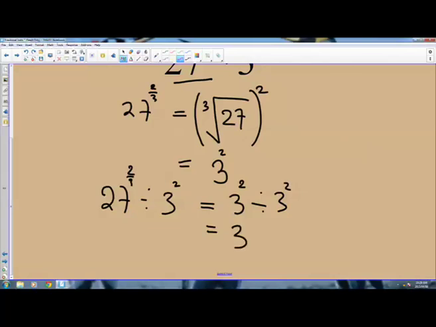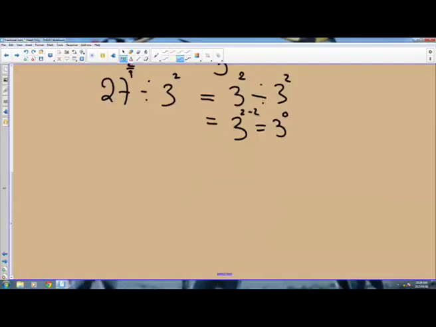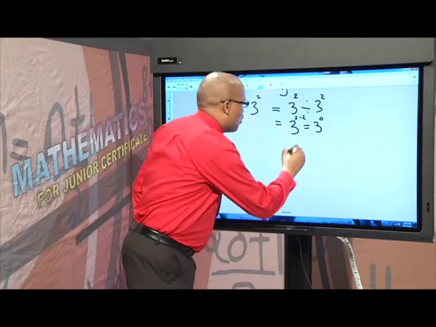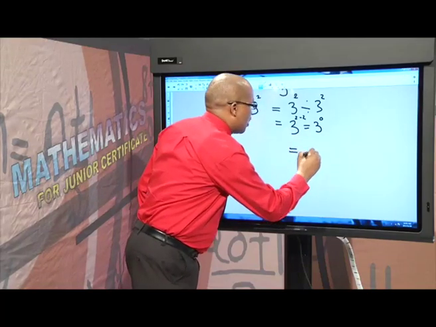3 to the power 2 minus 2. Remember the laws of indices. It says when you divide, you subtract the powers. So this will be 3 to the power 2 minus 2, which is equal to 3 to the power 0. And then what did we say about a number raised to the power 0? We said any number raised to the power 0 is equal to 1. So this is equal to 1.